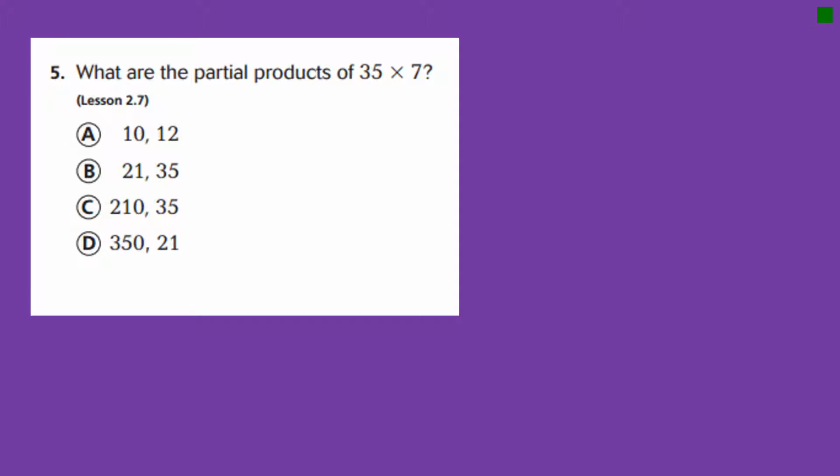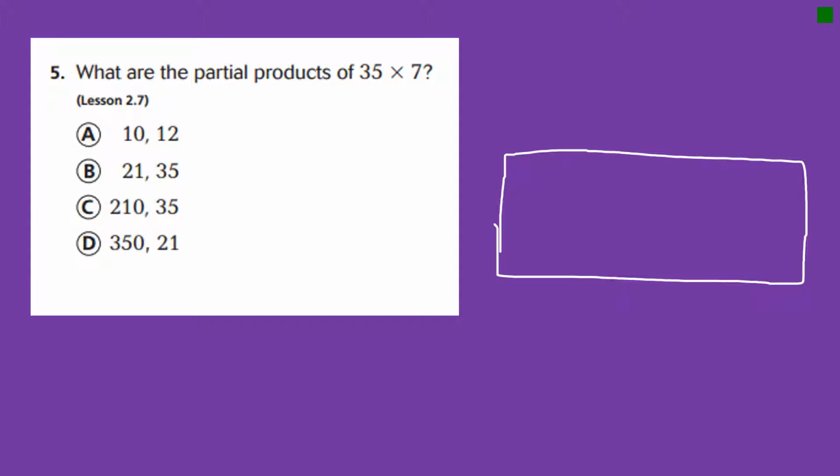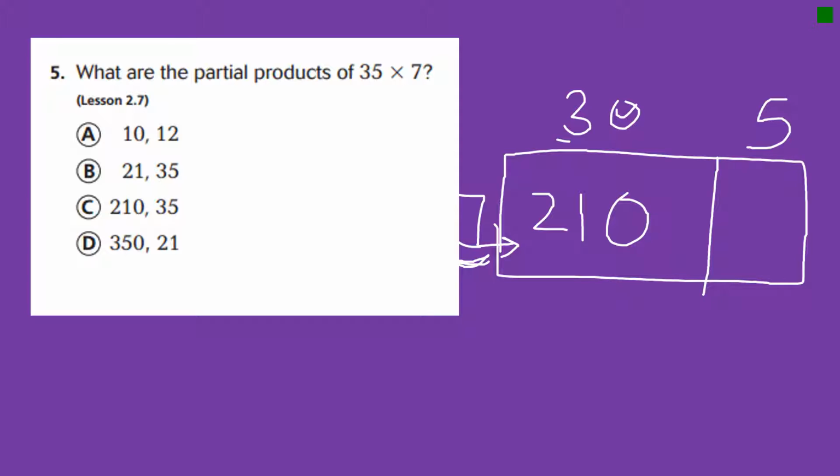All right, let's see. What are the partial products of 35 times 7? Oh, this is great. So we're going to go back and remember how to do it with just a single digit, and then 30 and 5. There's no other line going that way because it's just a 7. You don't need to break apart a 7. So 7 times 3 is 21. Add on a 0. And then 7 times 5, oh, that's a nice basic fact, is 35.